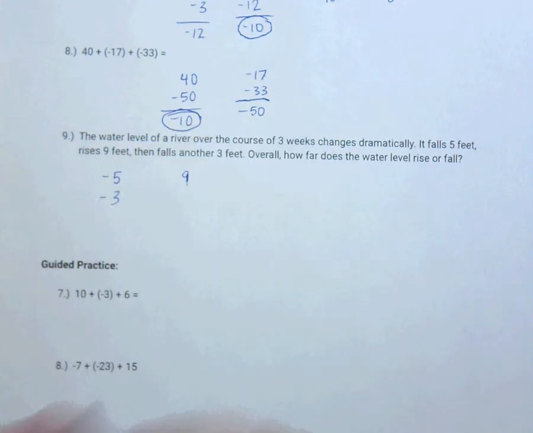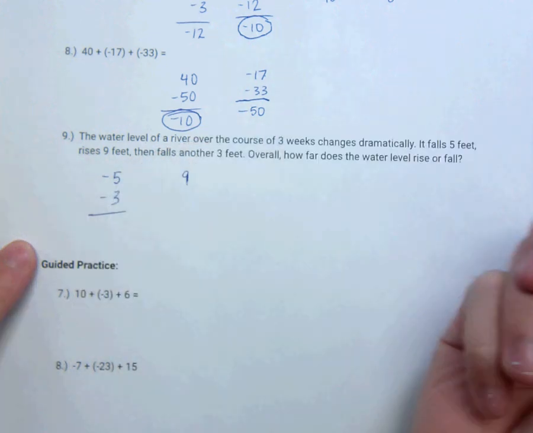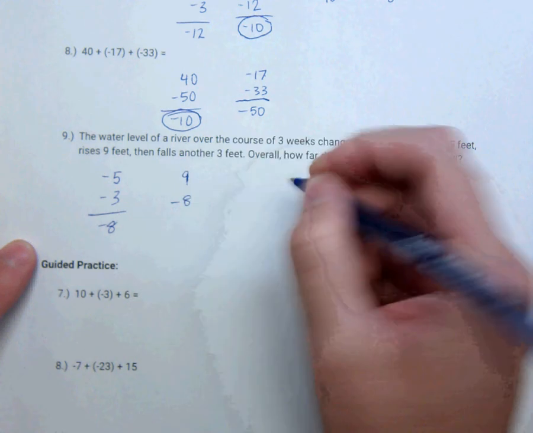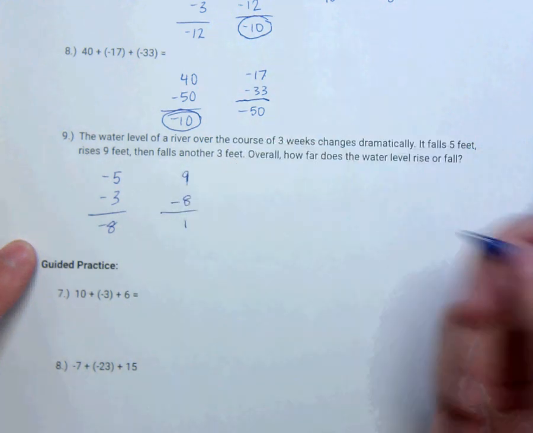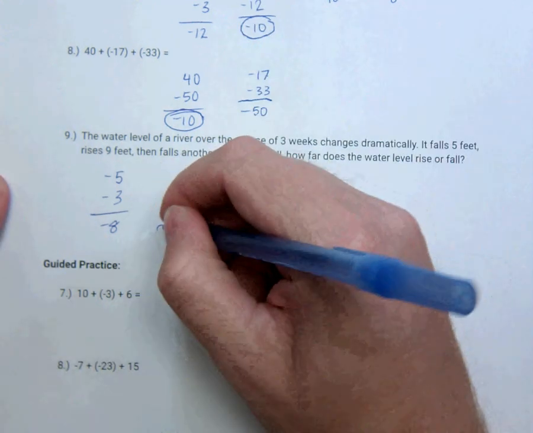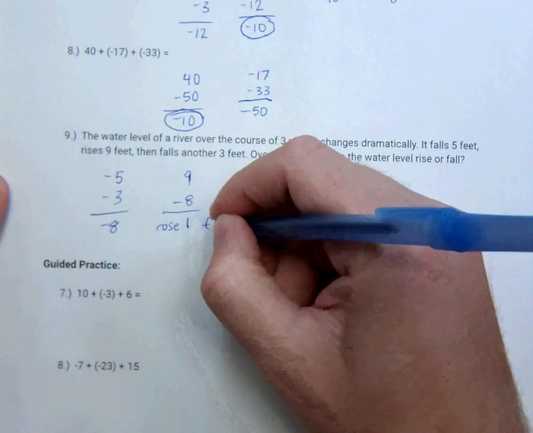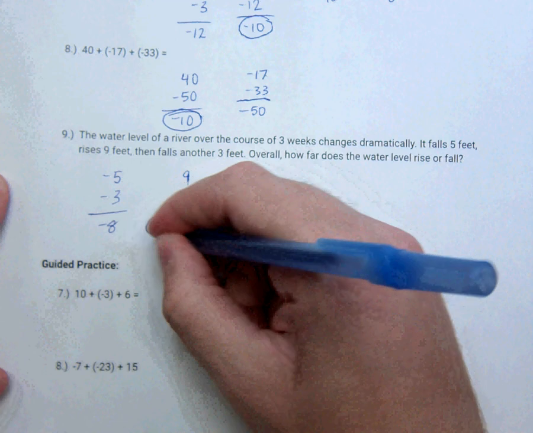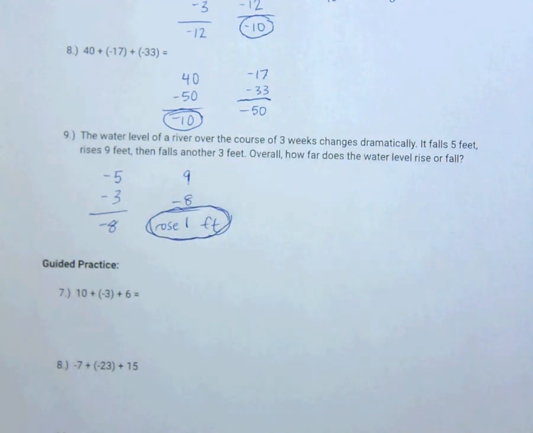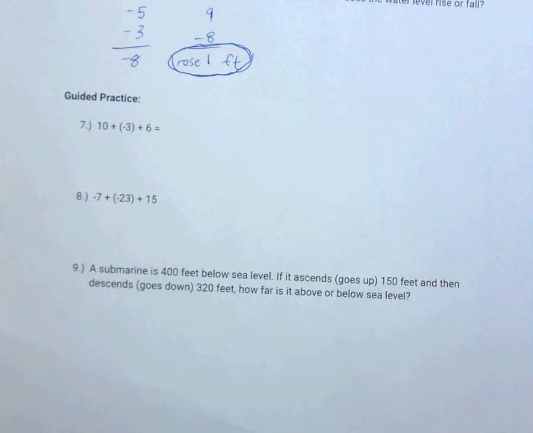Okay? So add the like signs. Negative 5 minus 3, that's negative 8. Negative 8 plus 9, okay, that's easy, that's 1. So the water rose 1 foot. And I hope that makes sense. Guided practice, we'll go over tomorrow.